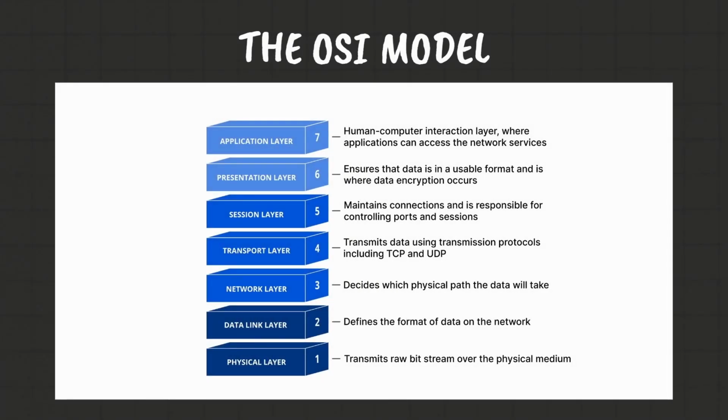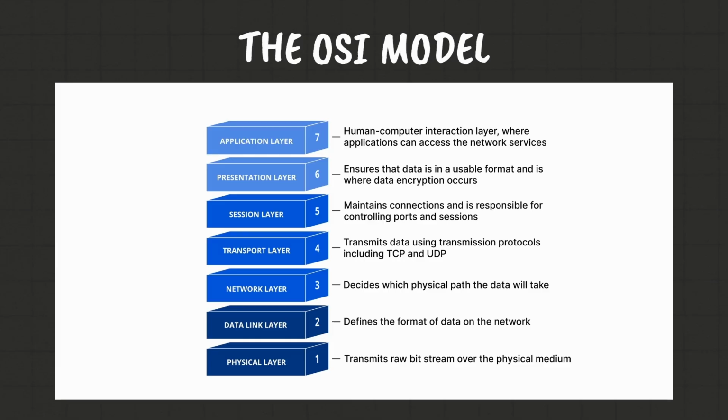What is the OSI model? The OSI, or Open System Interconnection Model, is a way to understand how computers communicate with each other over a network. It's like a blueprint that helps us visualize how data is sent and received between devices.